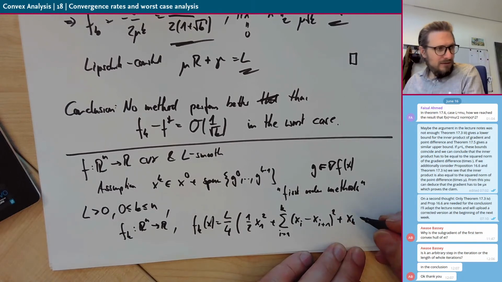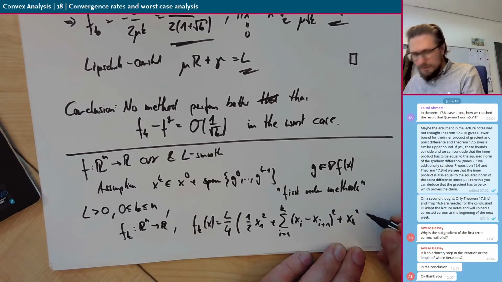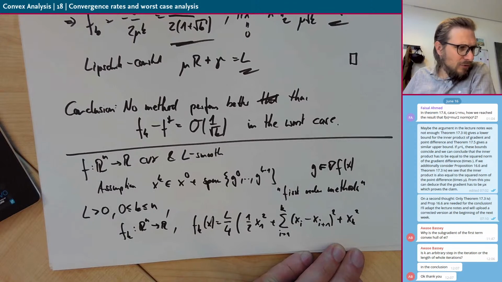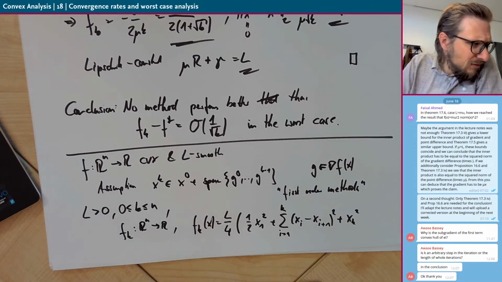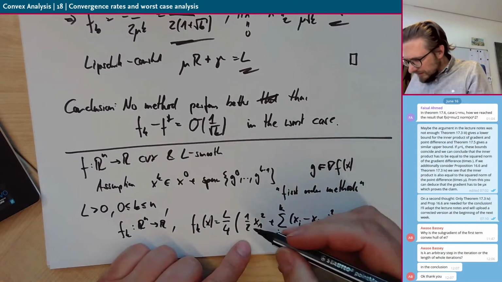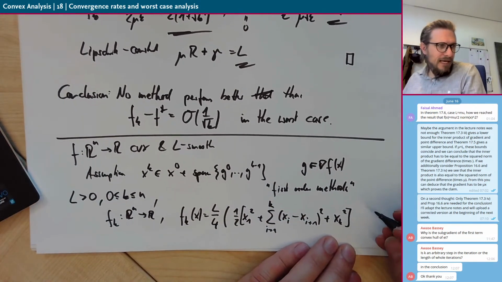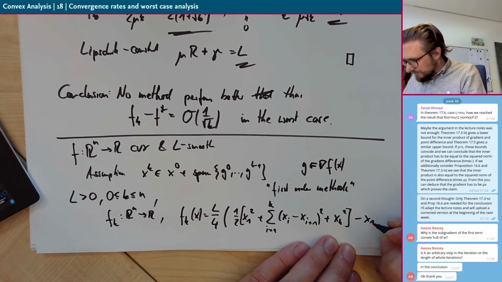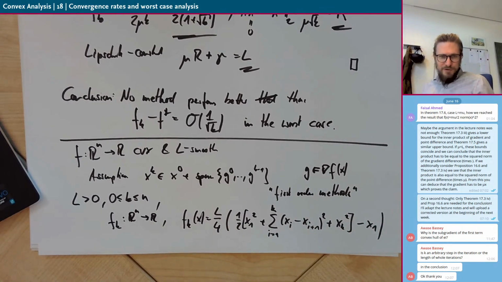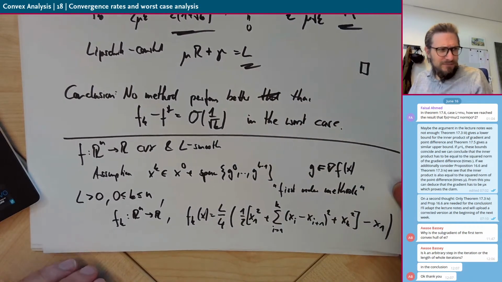x_k squared. Oh no, it's correct. There go parentheses around this guy here, and in the end we subtract x1. So that's the annoying function, and I find it not so simple to digest.